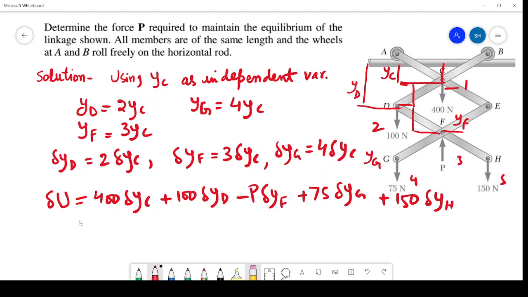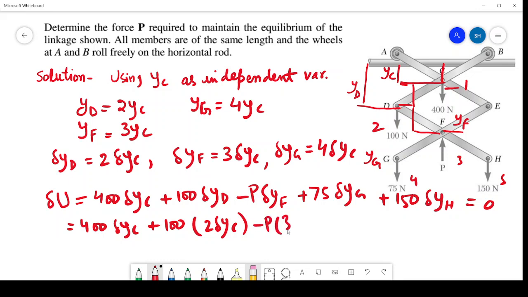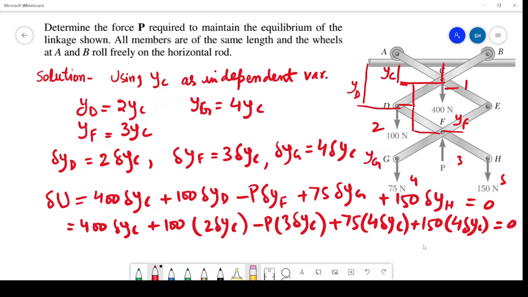Now all these terms we can write in terms of YC. So we will have 400 delta YC, plus 100 into 2 delta YC, minus P into 3 delta YC, plus 75 into 4 delta YC, and then plus 150. Delta YH will be equal to delta YG, which is 4 delta YC, so we can directly write 150 into 4 delta YC, and this is equal to 0. We can take delta YC common. Since delta YC is not equal to 0, all the other terms will be equal to 0.